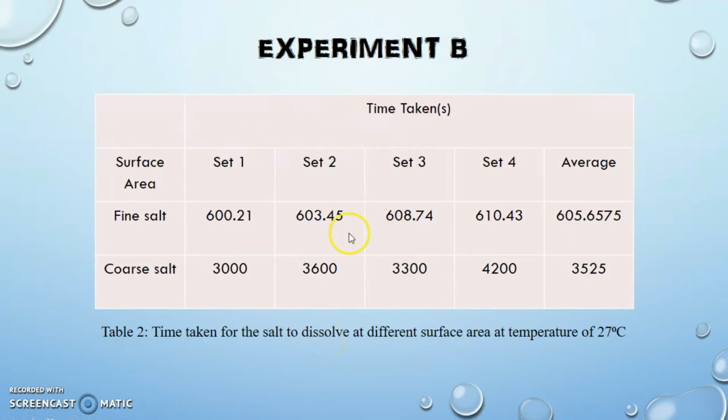First, we keep the temperature constant at 27 degrees Celsius, and we find out the effect of fine salt and coarse salt at this temperature. The value we obtain for each trial is shown below. The average time taken for fine salt at 27 degrees Celsius is 605.65 seconds. And for coarse salt, the average time taken is 3525 seconds.